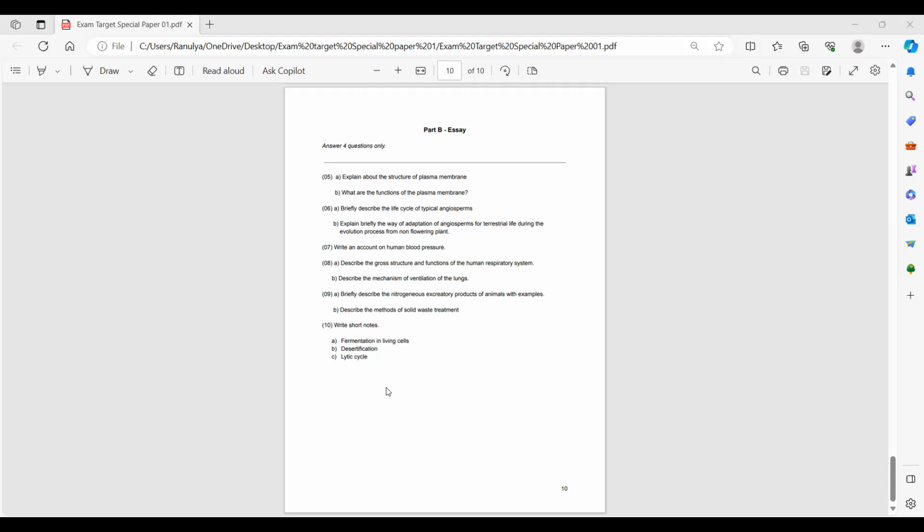Yes, you have to draw. You have to draw the gross structure of the human respiratory system, right? You don't have to draw the alveoli and capillary network separately. Only the gross structure of the human respiratory system is enough. I mean the nasal cavity, then trachea, larynx, then two bronchi, lungs, and diaphragm. That is enough.